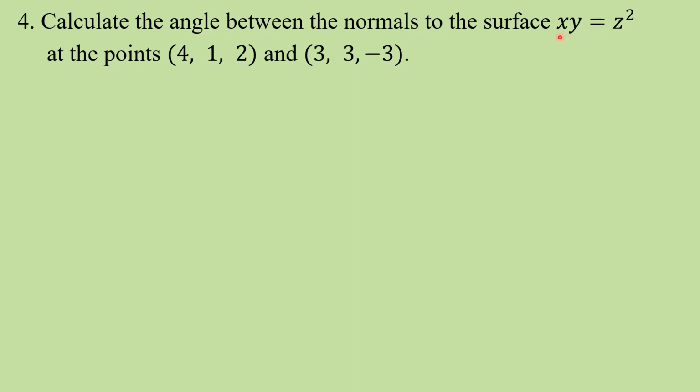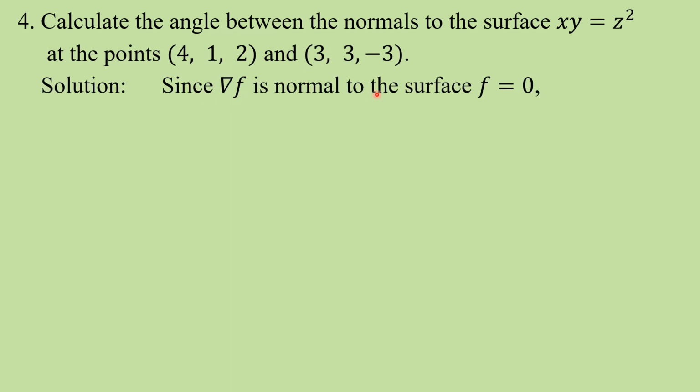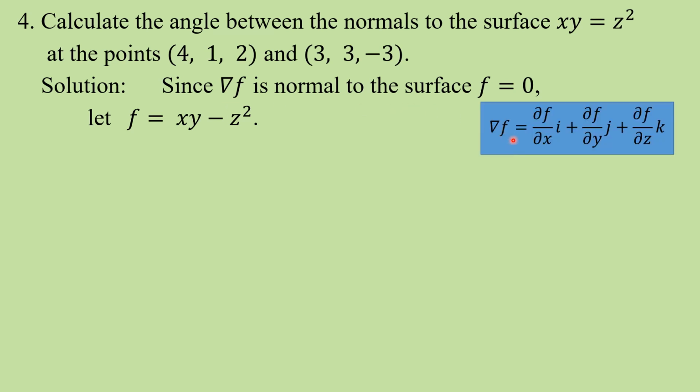So let me take the surface as f = xy - z square. Find the normals at these 2 points. We can denote them as n1 and n2, thereby we can find the angle between them. Since del f is normal to the surface f equal to 0, where f is xy - z square, I can use the formula of gradient on f, that is del f is equal to dou f by dou x i plus dou f by dou y j plus dou f by dou z k.